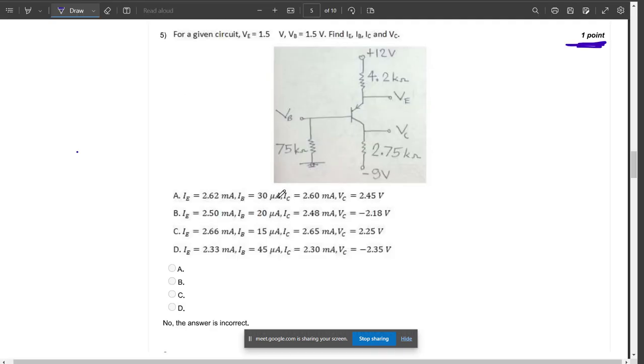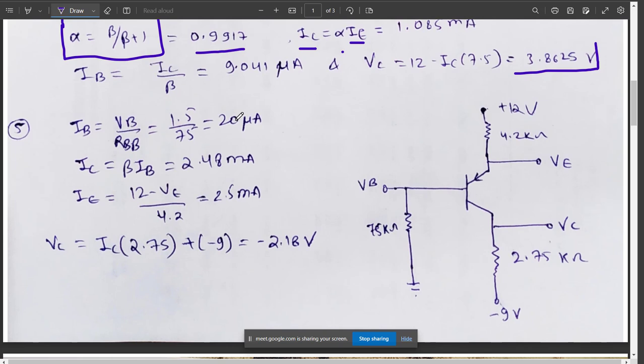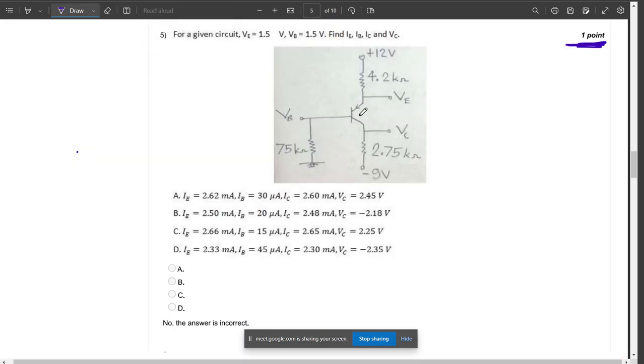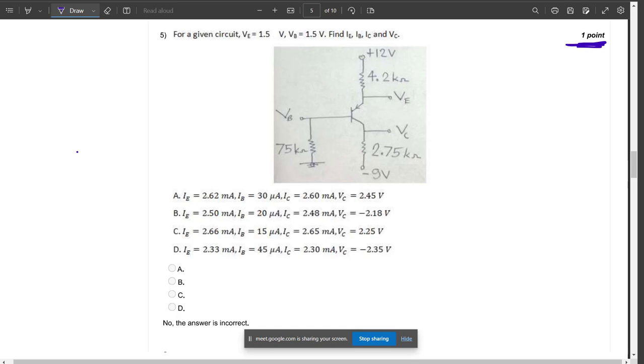So solve this question, everyone. Okay, let's solve. It's simple. First we have to find IB, which is equal to VB by RB. So 1.5 divided by 75, which is 20 milliamperes, right? Then we have IB, and we have to find the value of IC.